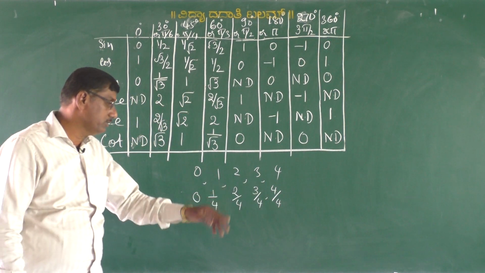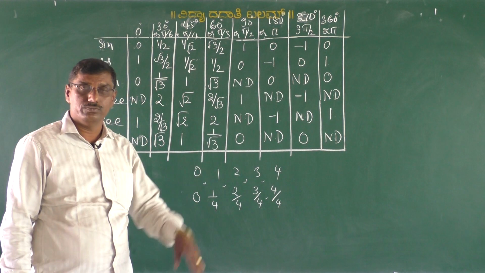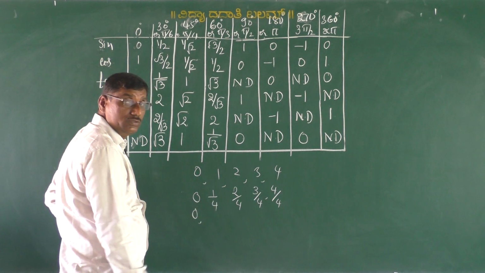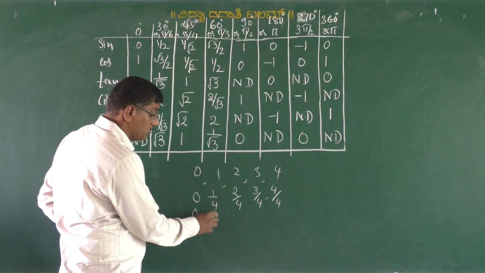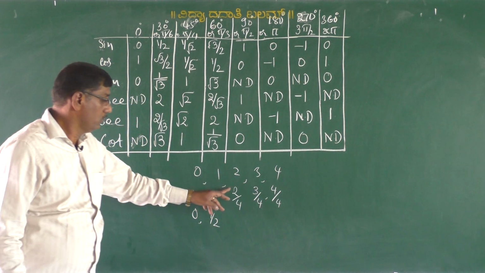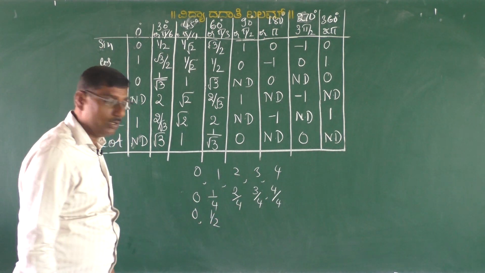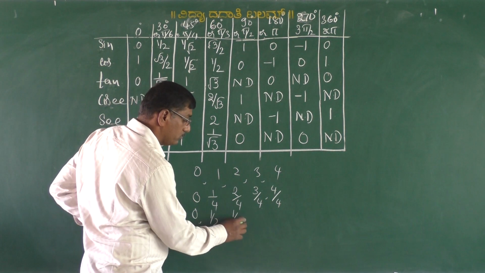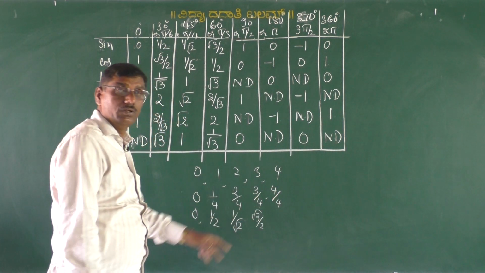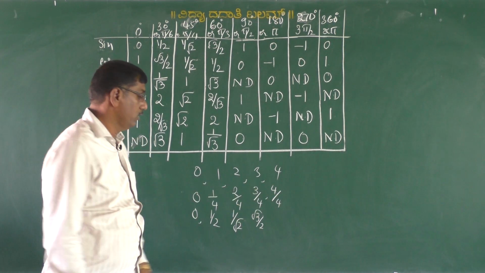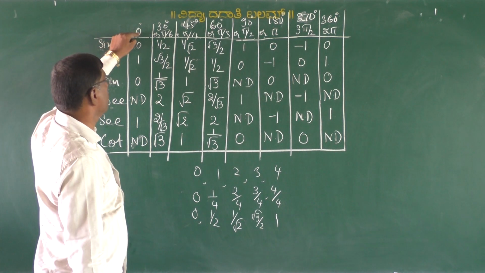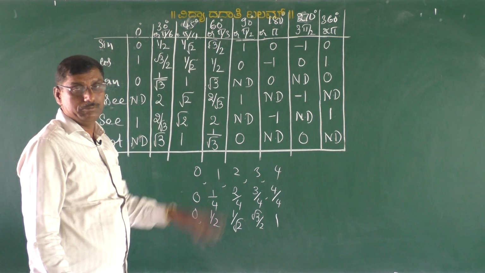If I take square root, then we get 0. Square root of 1 by 4 is 1 by 2. The square root of this one is 1 by root 2. The square root of this one is root 3 by 2. The square root of this one, that means 4 by 4, is 1. These are the values for the sine function from 0 to 90.